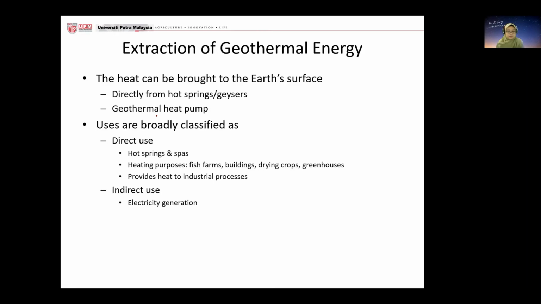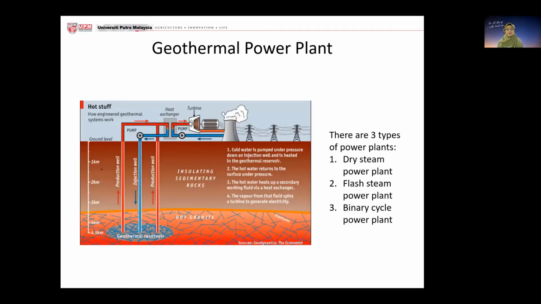For the direct use, the heat is used directly in hot springs and spas. This is for recreational or health benefits, or it can be used for heating purposes. So the hot water is used in fish farms, buildings, drying crops, and greenhouses, or it can be used to provide heat to industrial processes. And indirectly, the heat is used to drive the turbine, which then generates electricity through a generator, right?